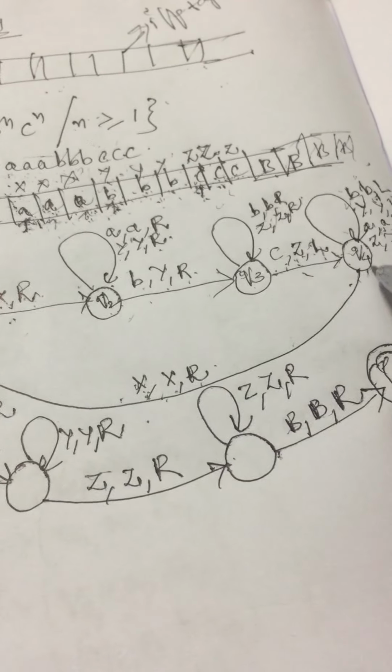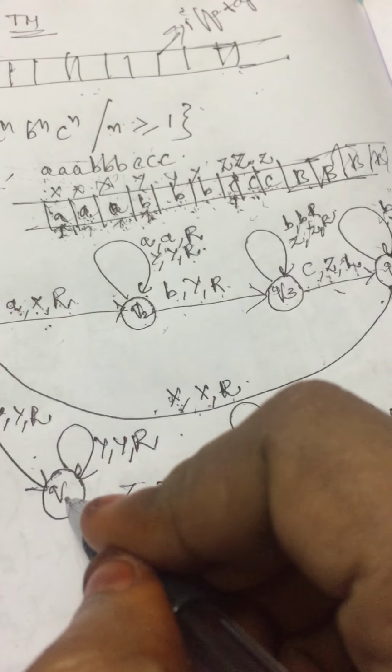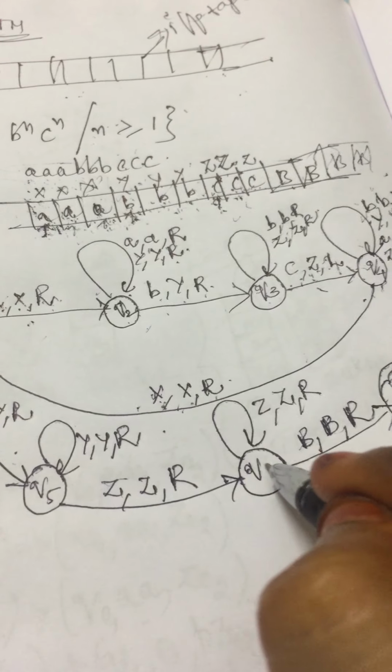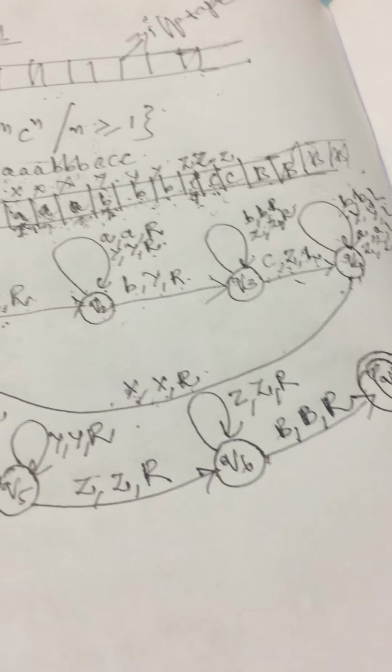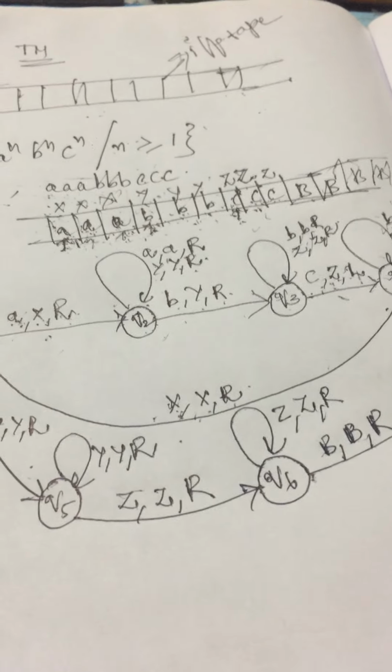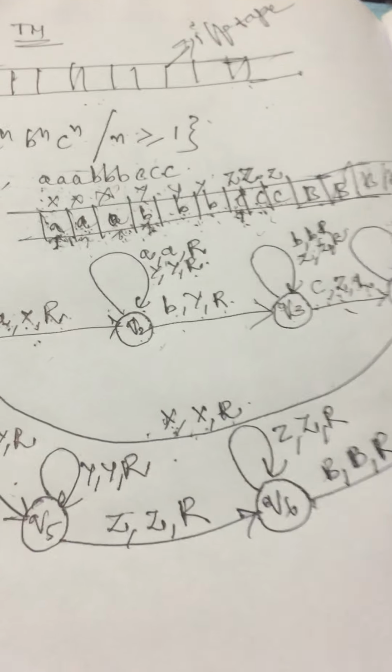So name the states carefully: Q4, and this will be Q5, this is Q6, and this is Q7, or you can write QF as the final state. So this is how the string will be accepted.